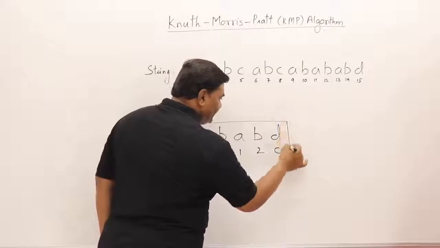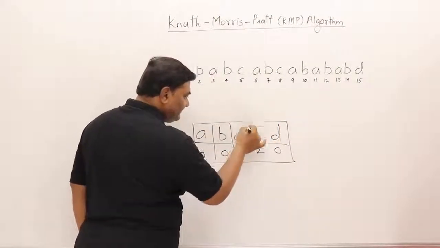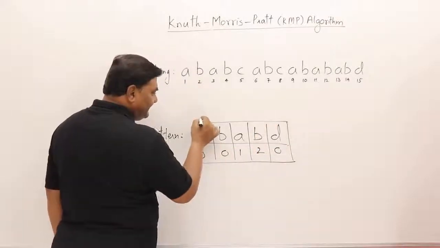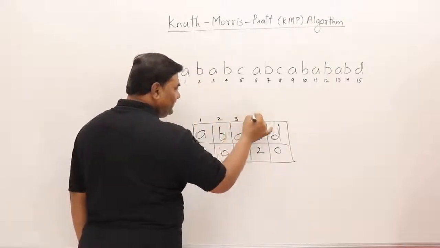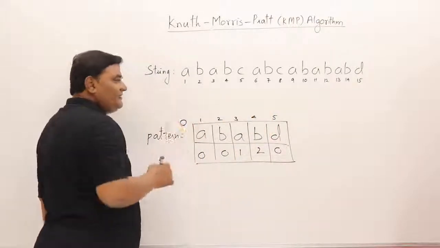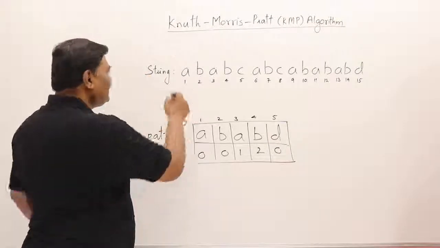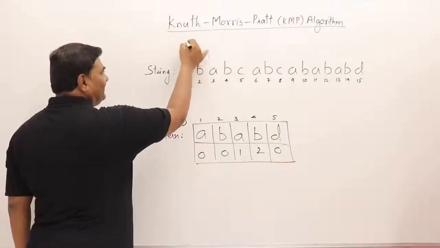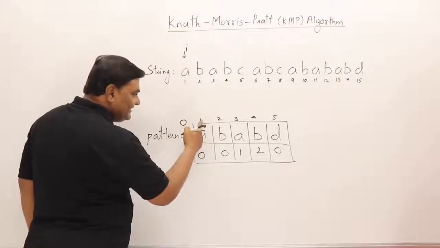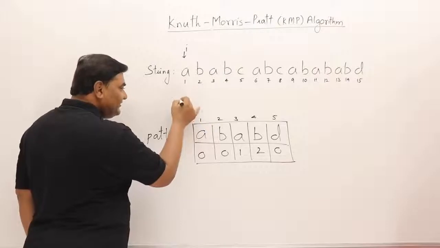So let me put it in a table like this. And also give indices 1, 2, 3, 4, 5. And also I will take one index 0 that will act as a starting point of a pattern. Now let us start. First alphabet I is there. Then where is J? Now it is not on the first alphabet. We will take it on 0.